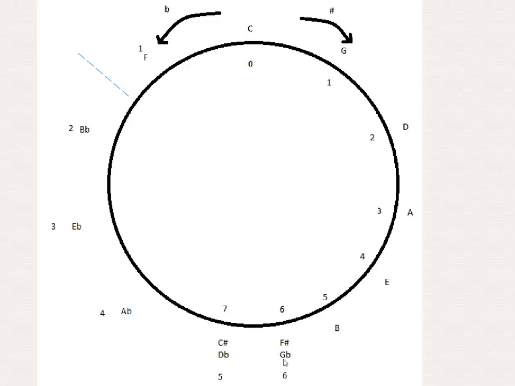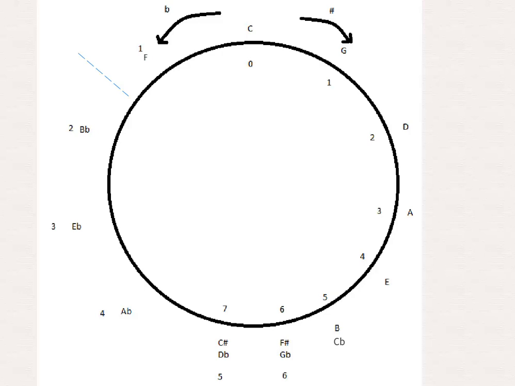It gets a little bit trickier if you go to G flat major, which has 6 flats. We'd have to start here: B flat, E flat, A flat, D flat, G flat, and obviously we can't have B flat again. So we would take the enharmonic of B, which is C flat. So G flat has B flat, E flat, A flat, D flat, G flat, and C flat.